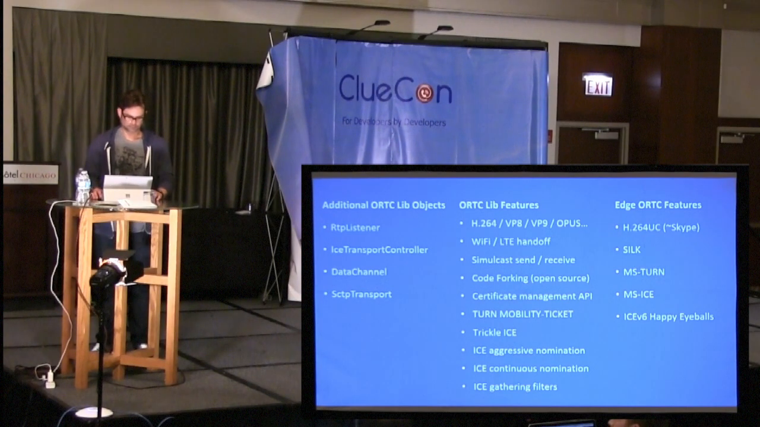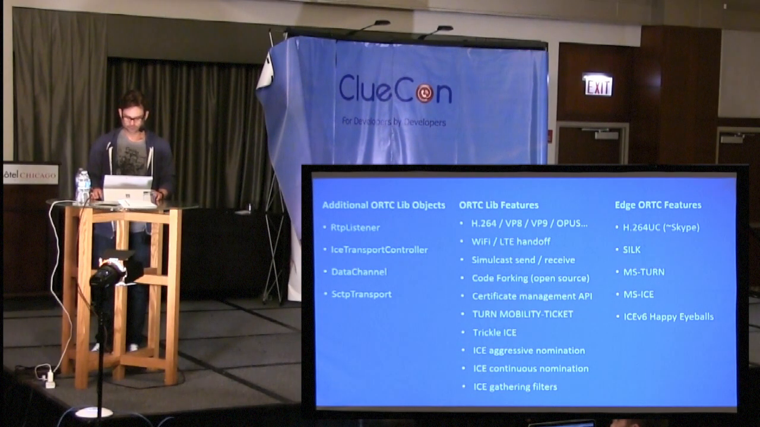It does include lots of stuff, some stuff I already covered, but some additional stuff like simulcast. You can fork the code because it's open source. It has certificate management APIs, so you can control your DTLS transport certificates. Mobility ticket I covered, trickle ICE, aggressive ICE, normal ICE, continuous ICE nomination, and you can even filter what you want to use for your different network paths or not. So it's a very, very powerful engine.